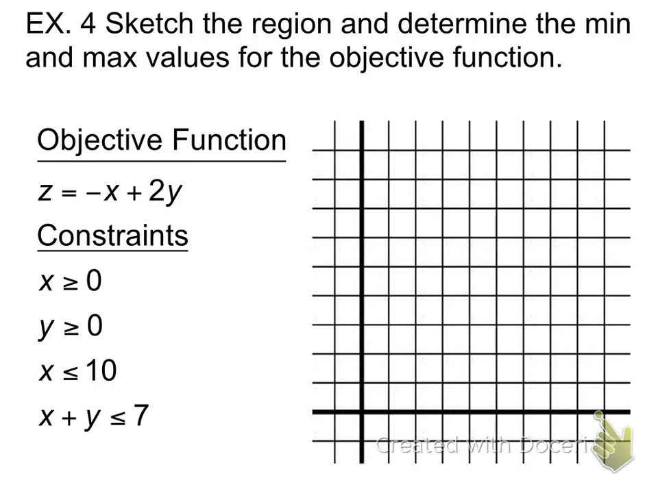Okay, we're going to do the same thing for number 4. We're going to graph our constraints, and then we will use the vertices of the feasible solutions to plug into the objective function.